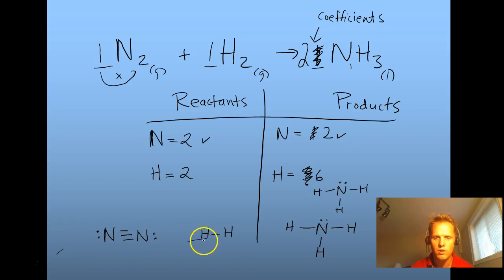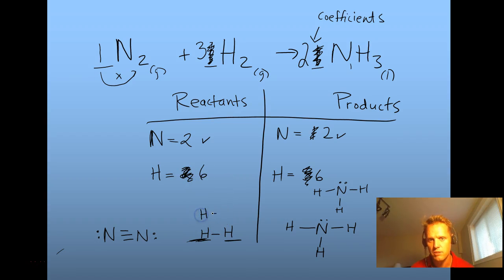But what's out of whack? Well, what's out of whack is actually the hydrogens. You can see that you have 6 hydrogens on this side, but only 2 on this side. So what number do you think you can put here to change the hydrogens? Well, the answer is 3. If we put a 3, that means 3 times 2, which is 6. And now we are officially balanced.